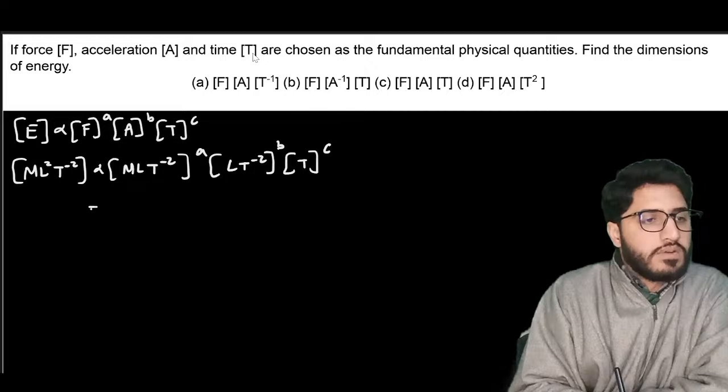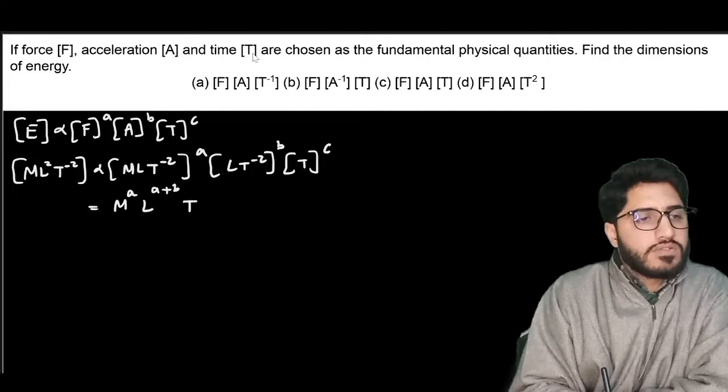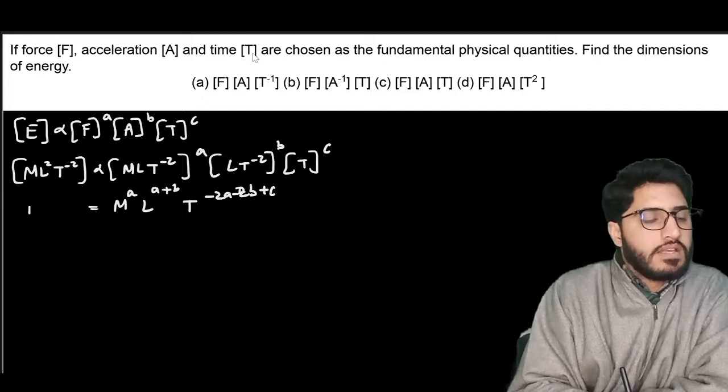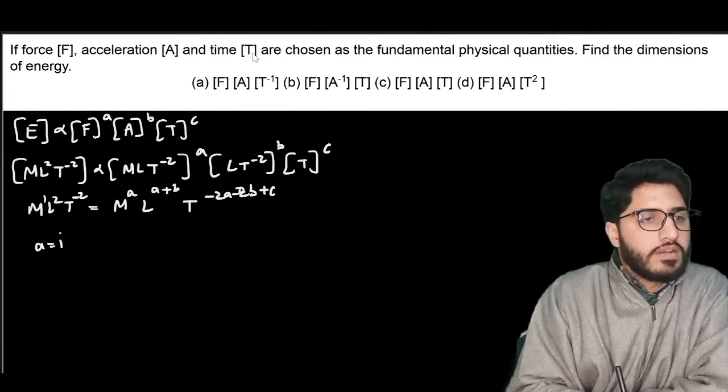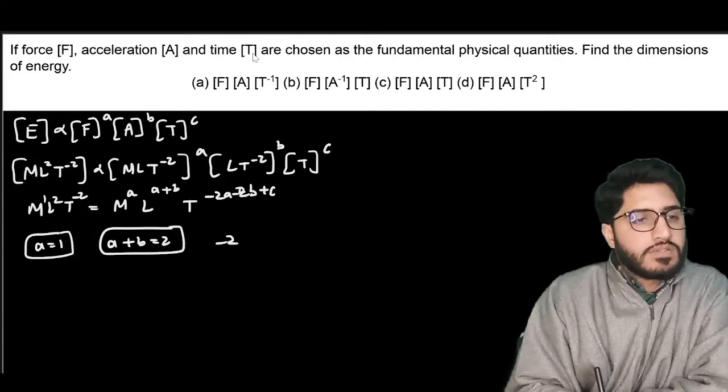So now, we have M to the power A only. L is A plus B. T is equals to minus 2A minus 2B plus C. Here it is M1 L2 T minus 2. Now compare these powers. So I guess A equals to 1. And A plus B is given to be 2. Minus 2A minus 2B plus C is given to be minus 2.